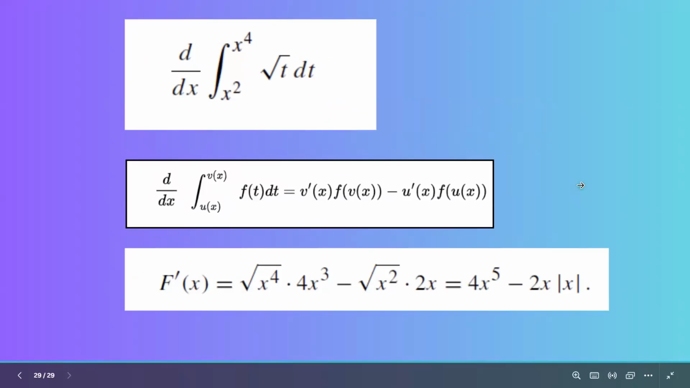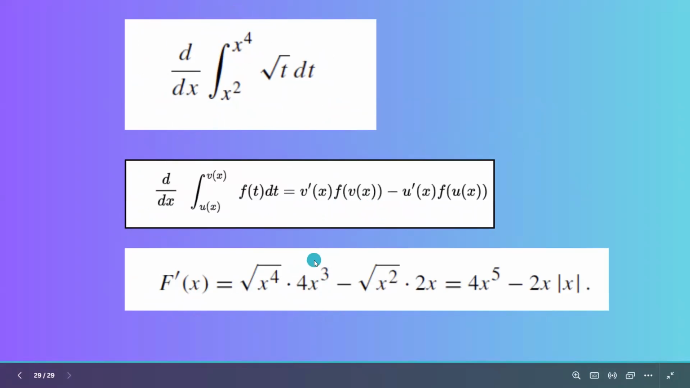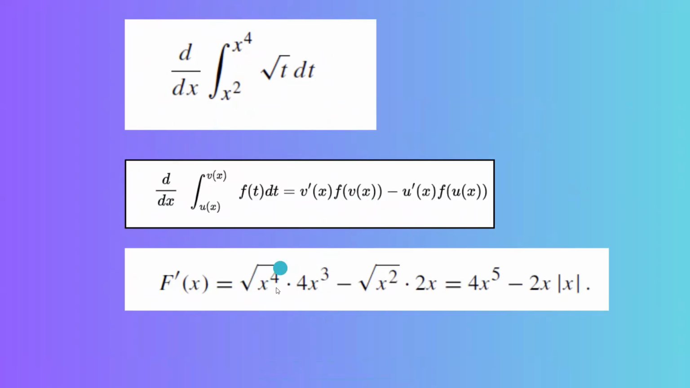Let's take a look at one example. Suppose I ask you to find the derivative of this function. Remember the formula. The general formula says, to take the derivative, we take the derivative of the upper bound v times f of v, minus the derivative of the lower bound u times f of u. So f prime of x is equal to the derivative of x to the fourth, which is 4x cubed. Then you substitute x to the fourth into the function, minus the derivative of x squared, which is 2x, times the square root of x squared.